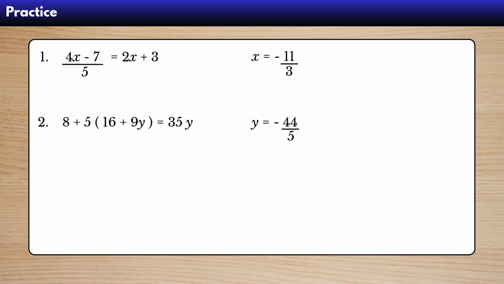How'd you do? Remember, you can check your solutions using substitution. In other words, substituting your value for the variable into the original equation and finding out if it makes the equation true.